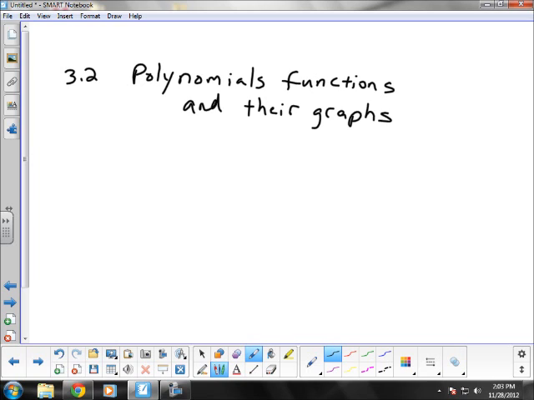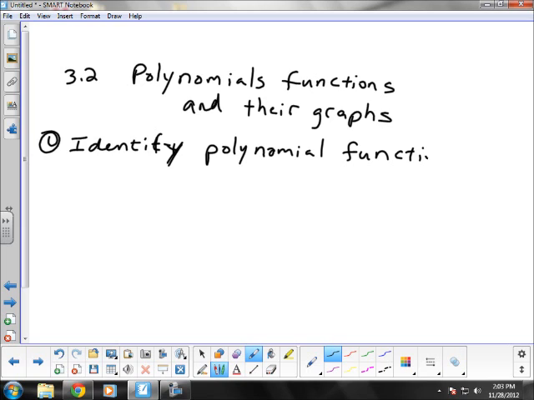So the first thing we want to be able to do is actually just identify it. Is this a polynomial? Okay, so polynomial functions are always of a certain form.